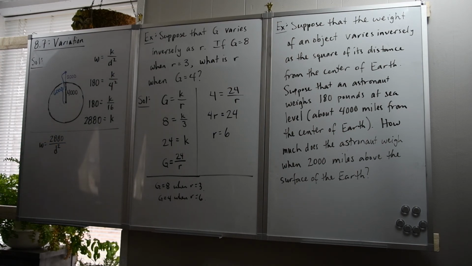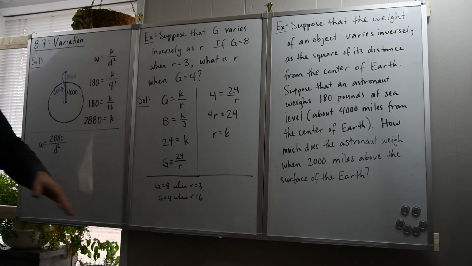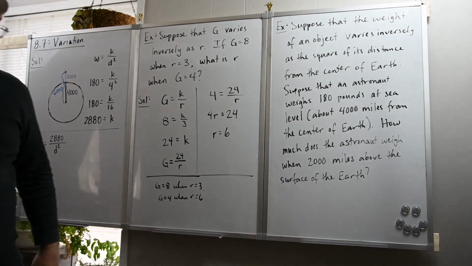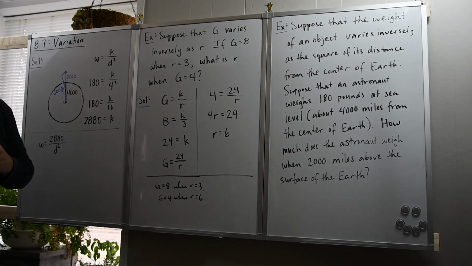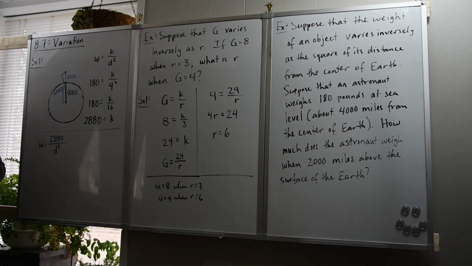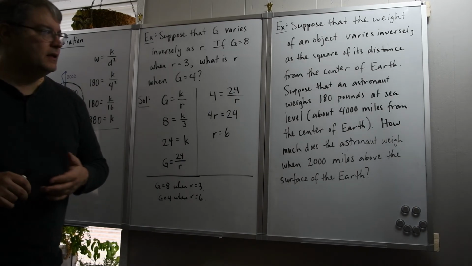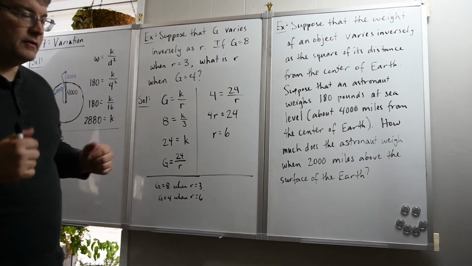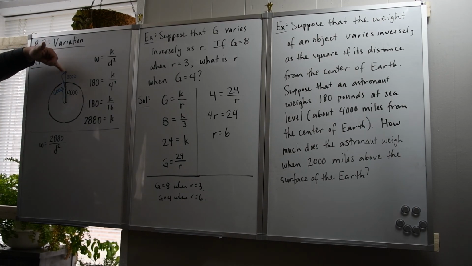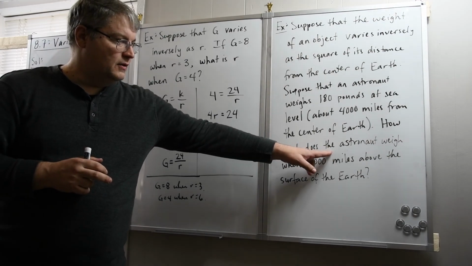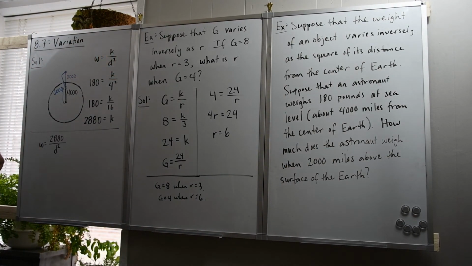All right, so we're making progress here. But the question we're trying to answer is how much does the astronaut weigh when 2,000 miles above the surface of the Earth? Now keep in mind that d is the distance from the center of Earth in thousands of miles. And so we go back to this figure and realize that if the astronaut is 2,000 miles above the surface, then the distance that the astronaut is from the center of Earth is actually 6,000 miles. So, with that in mind, what we're being asked to do is figure out what W is when d is equal to 6.